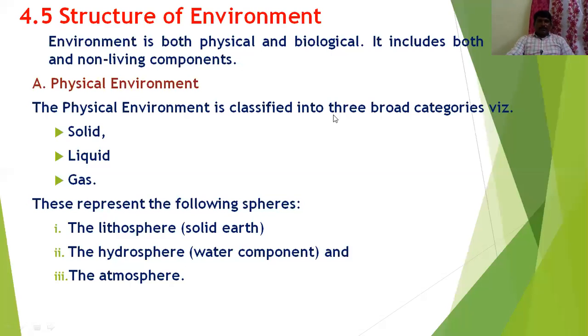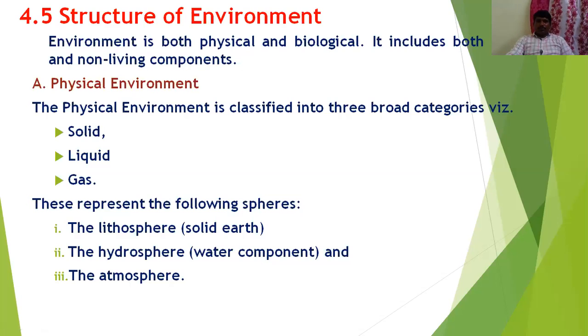Let us start with the structure of environment. Environment is both physical and biological. It includes both living and non-living components. A. Physical components, physical environment. The physical environment is classified into 3 broad categories such as solid, liquid, and gas. These represent the following spheres.